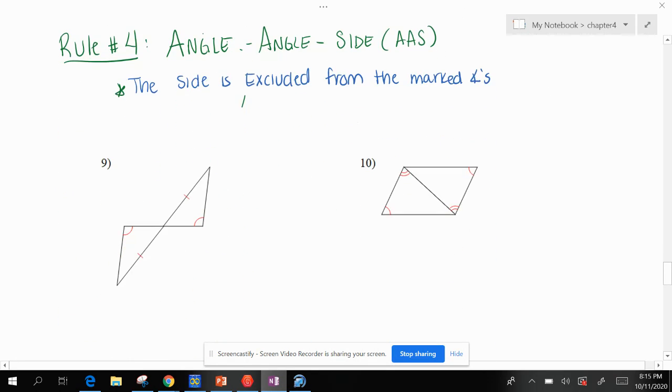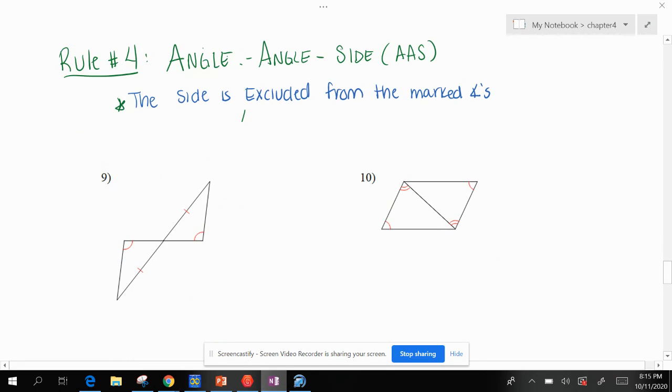The fourth rule is called angle angle side. Now, we do not ever spell the word ass, A-S-S, for angle side. We do not spell that, or spell it backwards. So no curse words in geometry. For angle angle side, however, this is when we have 2 angles marked and then the side that's excluded from those 2 angles, meaning the 2 angles are marked and in between them, we don't have a tally on that side.